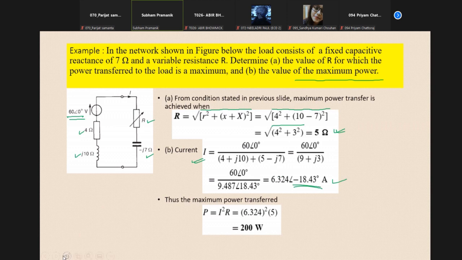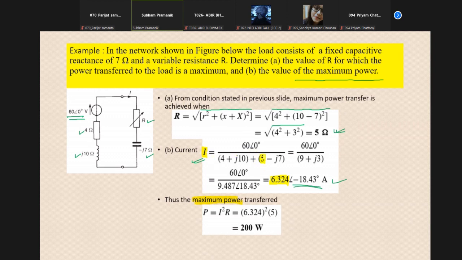The important part is only the magnitude, 6.324. So the value of maximum power, how do we find it? Mod of I square. See, this current I has been found for the condition for which we get the maximum power, so we can use that current only.